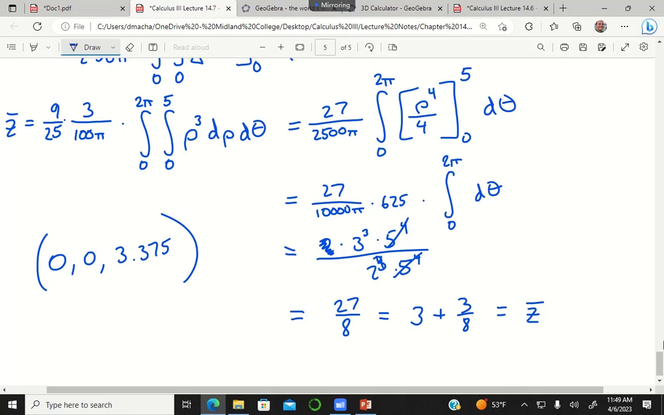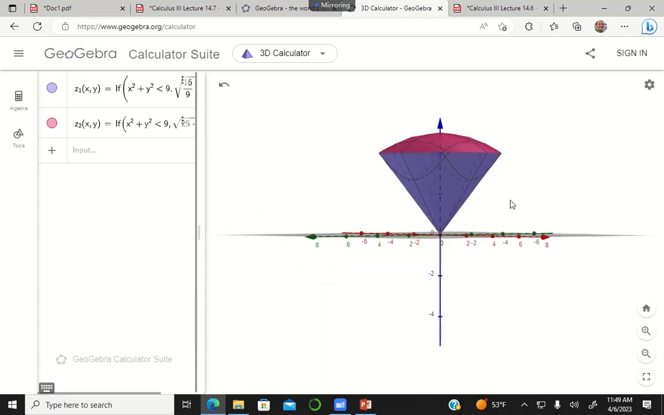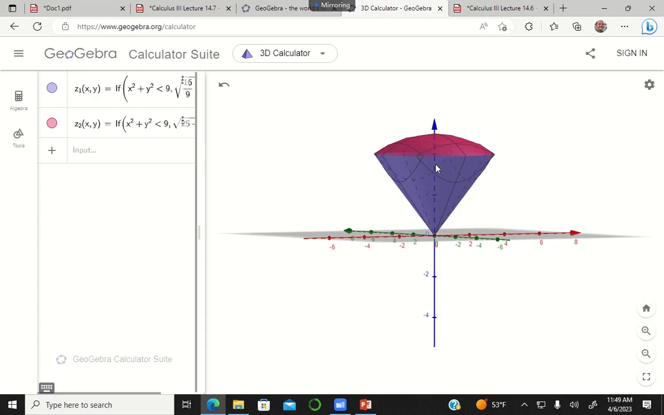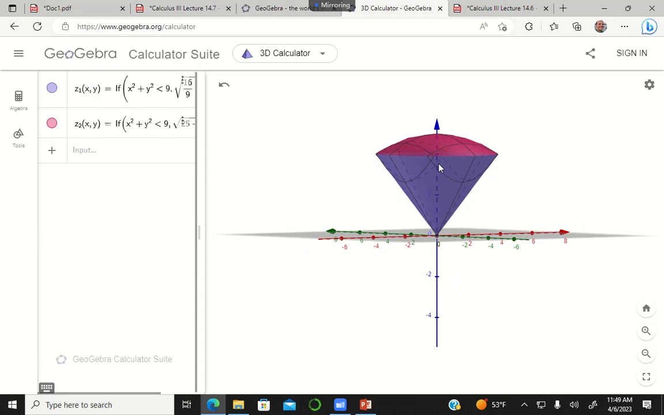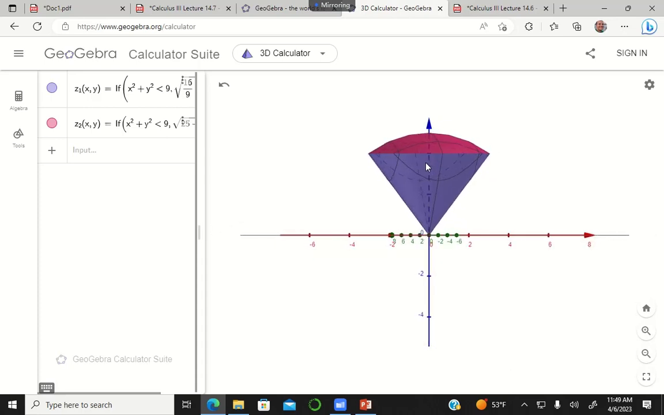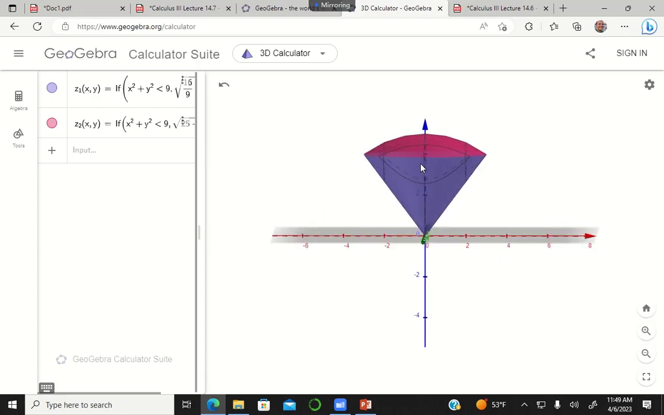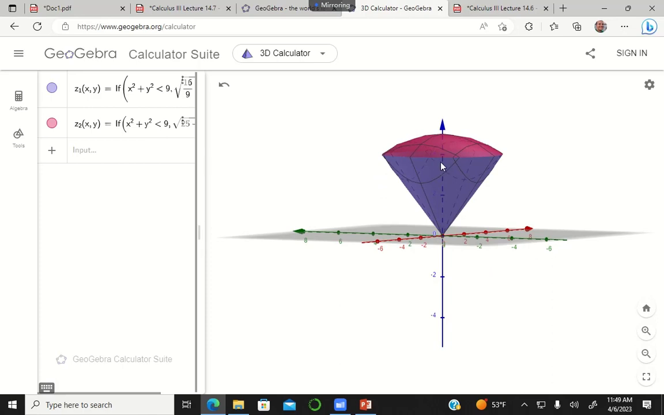Really long calculation for this. But let's think if we made any mistakes or if this makes sense to us. 3.375 is almost to where the cone intersects the sphere, so it's up there somewhere where my mouse cursor is. That kind of makes sense for being the center of mass because the bottom part is really skinny, so it doesn't contribute very much mass. The top part is really heavy, so the center of mass should be closer to the top. So I think that's it.